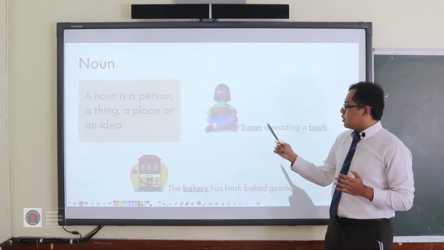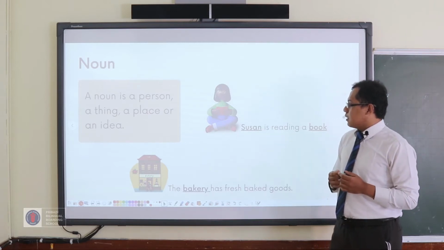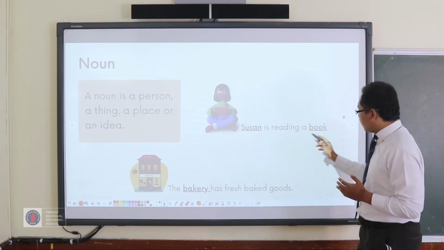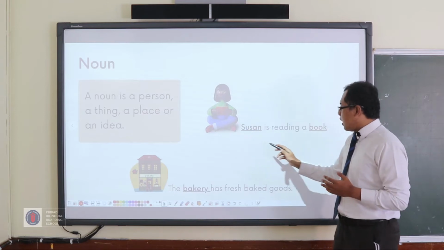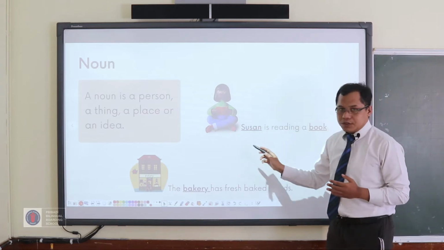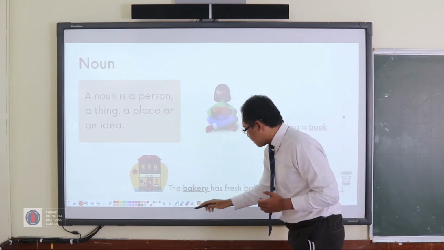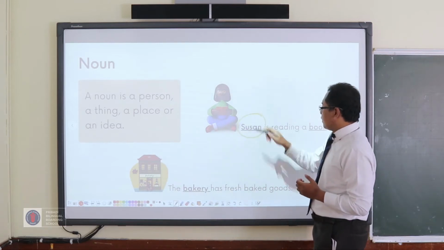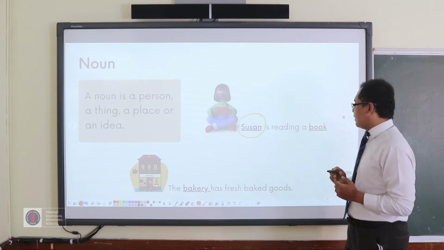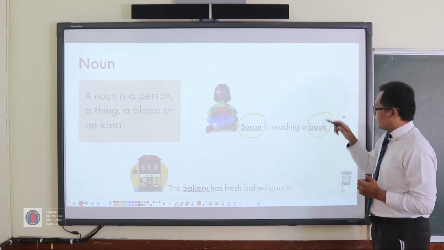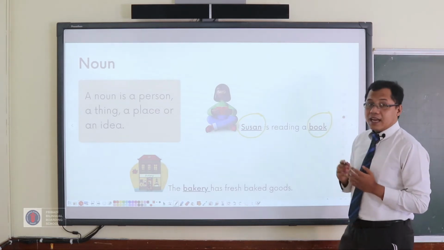This person is called Susan. As you can see, Susan is reading a book. So from this sentence, we can find 2 nouns. The first one is Susan. Okay, Susan is a person, right? And then the second one is a book. A book is a thing.